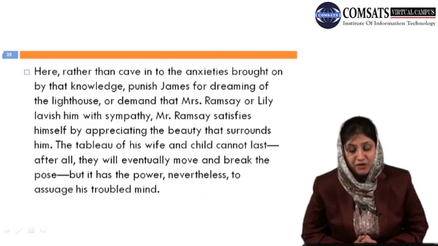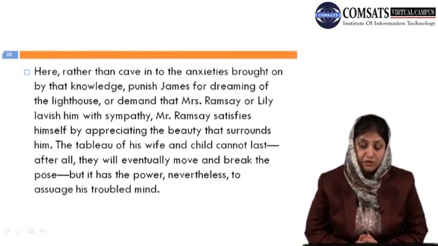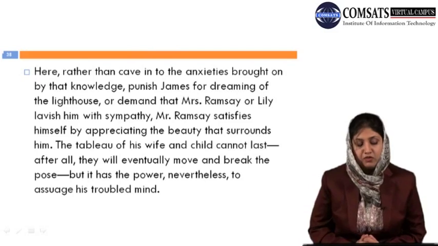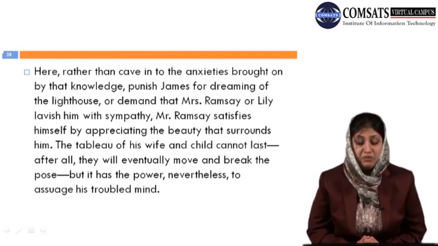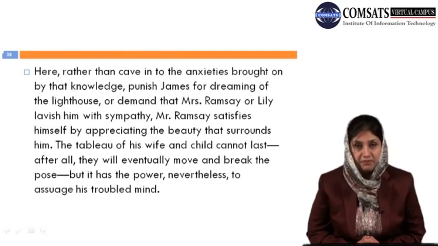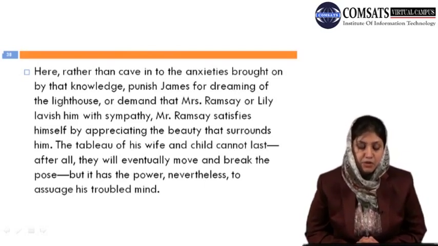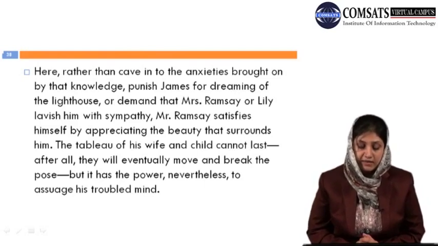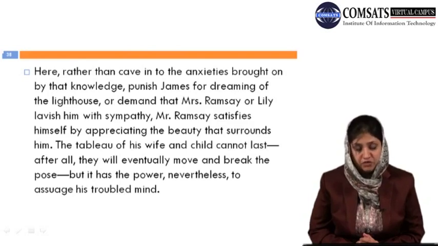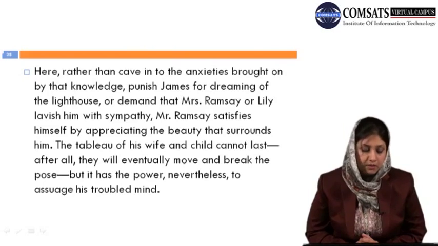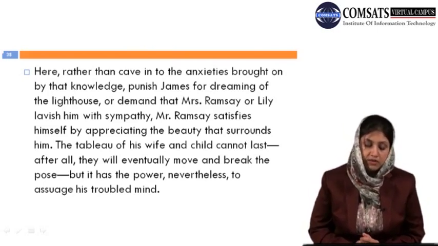Here, rather than cave into the anxieties brought on by that knowledge, punish James for dreaming of the lighthouse, or demand that Mrs. Ramsay or Lily lavish him with sympathy, Mr. Ramsay satisfies himself by appreciating the beauty that surrounds him. The tableau of his wife and child cannot last after all. They will eventually move and break the pose, but it has the power, nevertheless, to assuage his troubled mind.